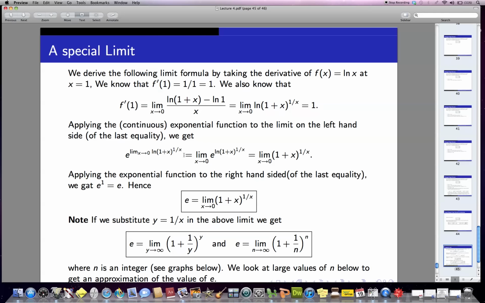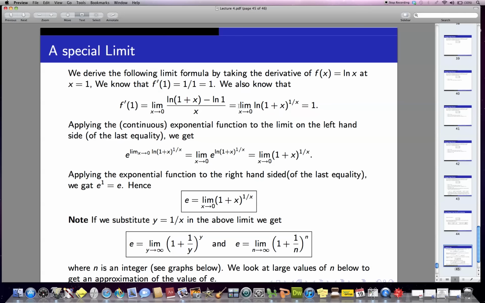And how would we find that formula? Well, we find that by looking at the derivative of the natural logarithm at x equals 1. So we know that the derivative of the natural logarithm of x is 1 over x, and so the derivative at 1 is 1. And by the definition of derivative, that's also equal to the limit as x goes to 0 of ln of 1 plus x minus ln of 1, which is 0, over x. And that's the limit as x goes to 0 of ln of (1 plus x) to the 1 over x.